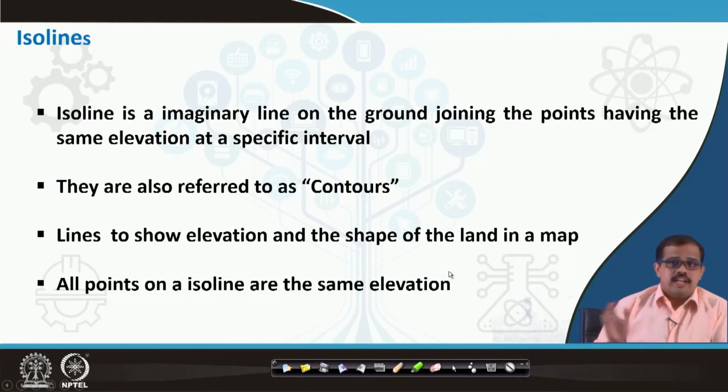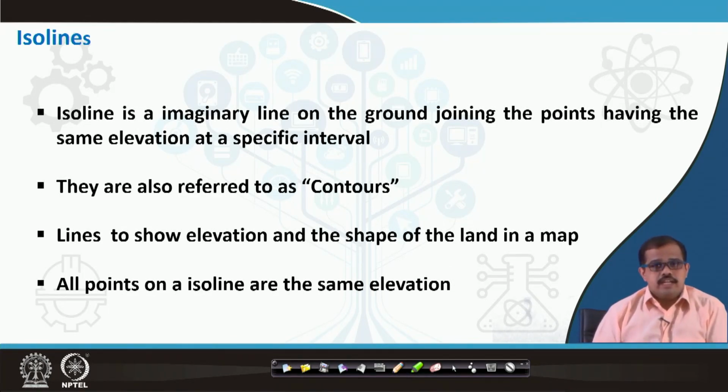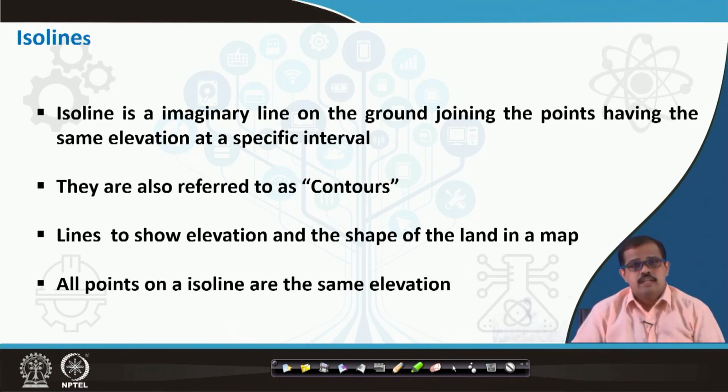So, the next method that we would look at is isolines. An isoline is an imaginary line on the ground joining the points having the same elevation at a specific interval. Rather than isolines, you have probably heard of a specific term called contours, right? Contours are also referred to as isolines, lines that show elevation and shape of land on a map, and all of these isolines join points having the same elevation and do not cross each other. That is the very important part of it.